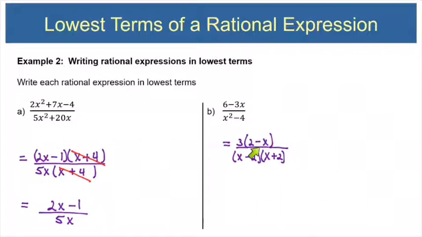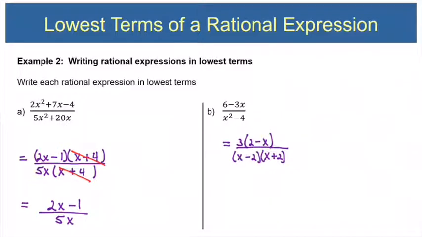Now look at the two factors that we have here. In the top I have 2 minus x, and in the bottom I have x minus 2. These are very similar, but they are not exactly the same. In fact, they are opposites. In this first one we have a positive 2 and a negative x. In the second one we have a positive x and a negative 2. So no matter what you plug in for x, the value in the top is going to be the opposite of the value in the bottom.